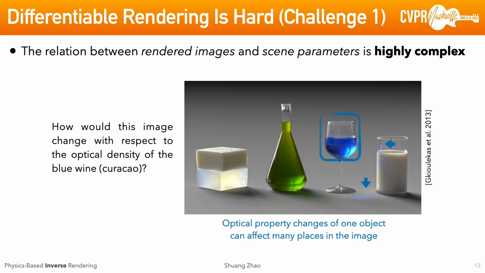If you look at this closely, this is really not even a local problem, because if you change the optical property of this blue line, it affects elsewhere in the image, right? Because of reflection of this blue line on the other glass and so on. So this is really kind of a global effect to some extent. So that makes the problem harder.